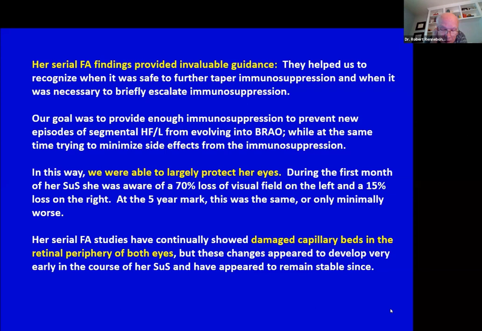During the first month of her Susac syndrome, she was aware of a 75% loss of visual field on the left and a 15% loss on the right. At the 5-year mark, this was the same or only minimally worse. Her serial FA studies have continually showed damaged capillaries in the retinal periphery of both eyes, but these changes developed very early in the course of her Susac syndrome and have appeared to remain stable ever since.